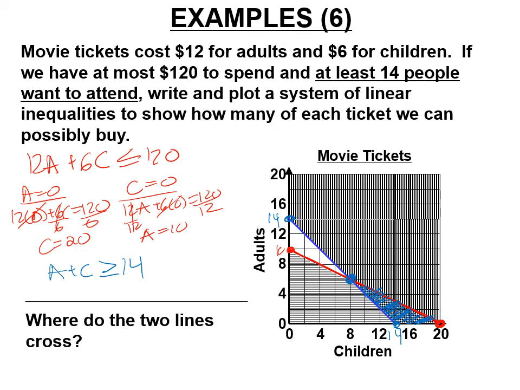So let's look at that. It seems like they cross at 8 children and 6 adults, right? 12 times 6 plus 6 times 8 should be exactly 120, right? 12 times 6 is 72 plus 48, yeah, equals 120. So there we're maximizing the amount we are spending. We're spending the entire $120, and we're getting at least 14 people to go. We're maximizing both.